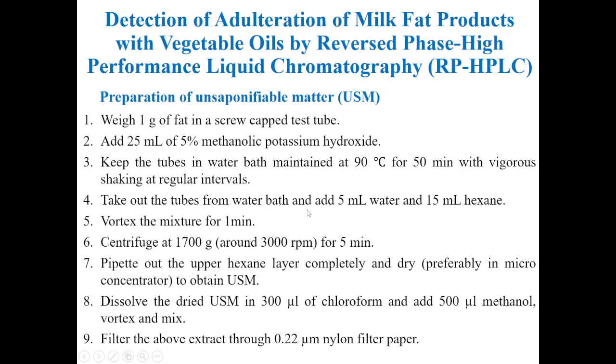Now, how to prepare USM, how to extract the USM from the milk fat, the method is given. First, you take 1 gram of fat in a screw-capped test tube, preferably a glass test tube, and then you add 25 ml of 5% methanolic KOH, which is used for saponification.